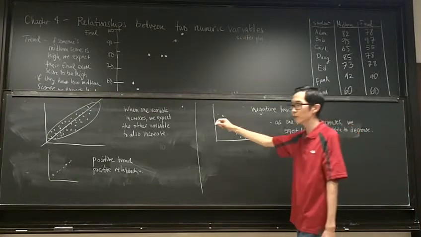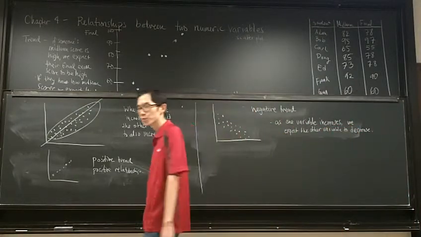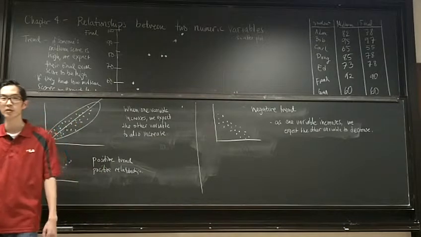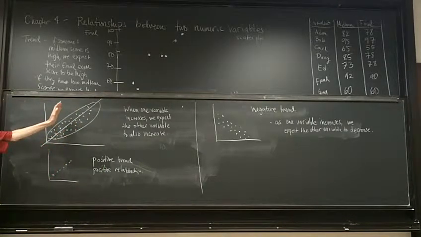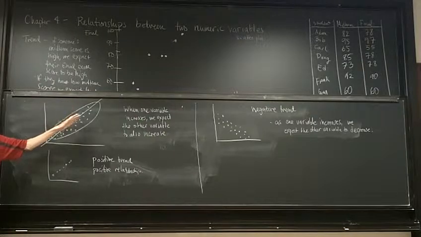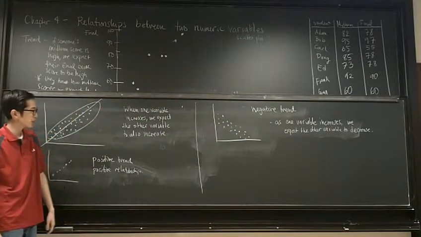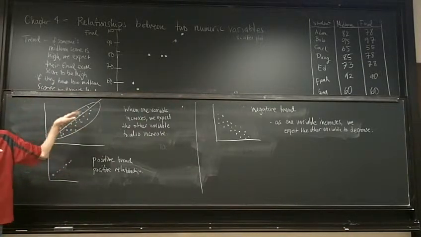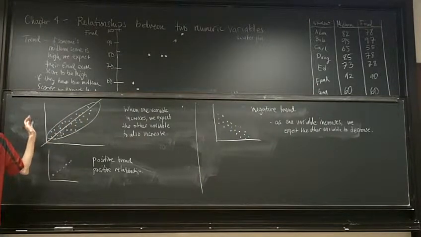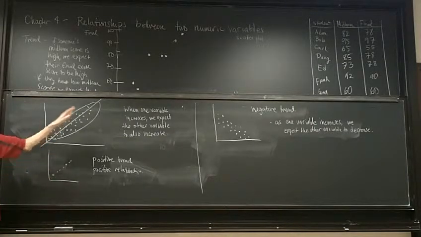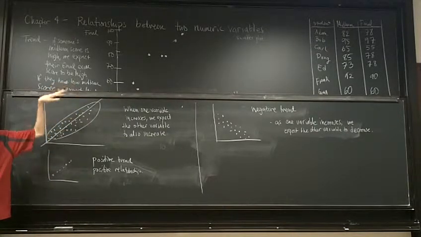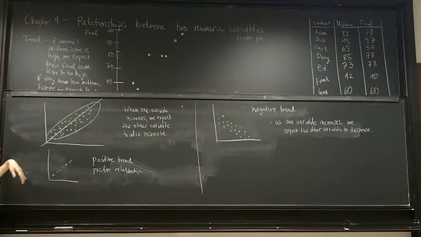Alright, with a positive trend, if one variable decreases, what do we expect the other variable to do? So, positive relationship. We said if one variable increases, we expect the other variable to also increase. If one variable decreases, we expect the other variable to also decrease. So they change together. They increase together, they decrease together. That's a positive relationship. They go up and down together.